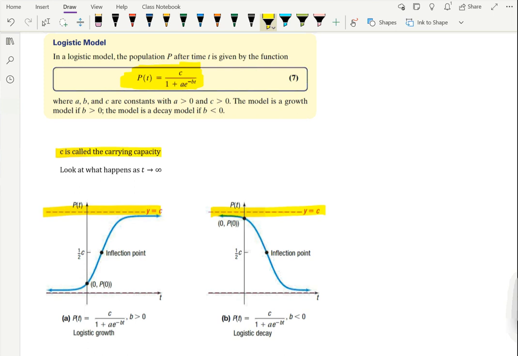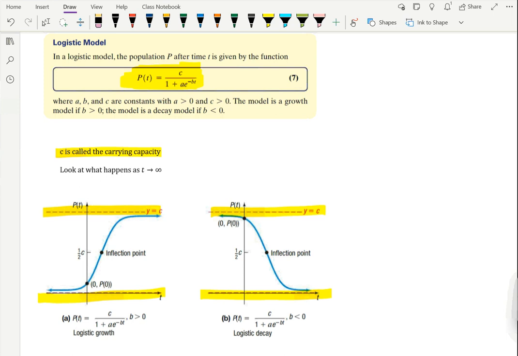So that's the highest value that we can get up to. If we are growing as a function, we're going to grow to a certain amount and then cap off. We could be decaying, meaning we start at our highest value and then we decrease until we get to another horizontal asymptote. I didn't mention this, but there's another horizontal asymptote at 0. So this graph is bounded above by the carrying capacity and bounded below by 0.